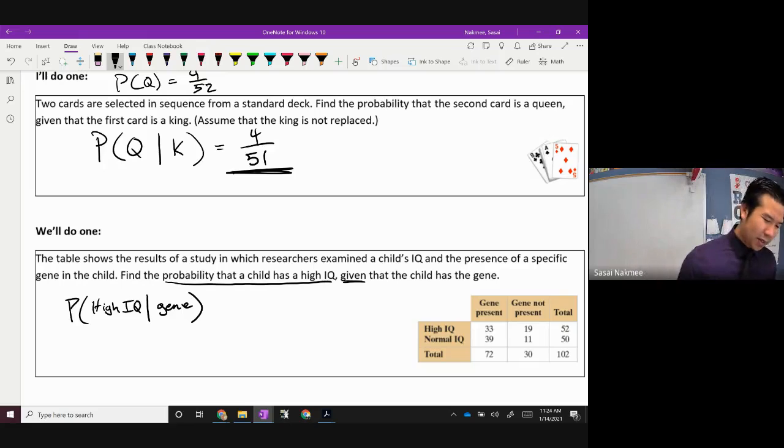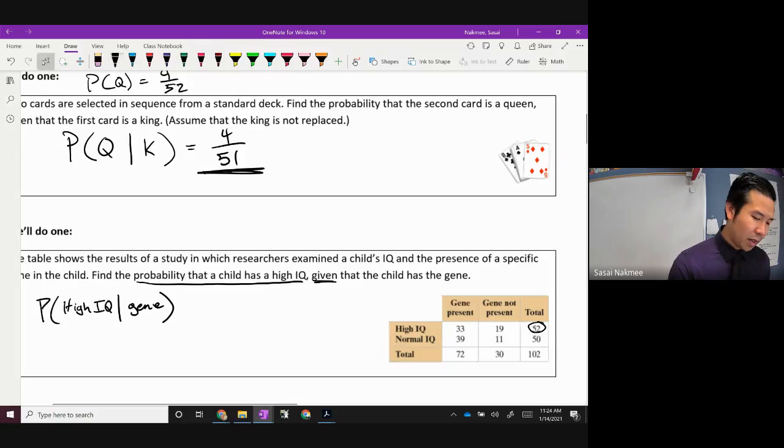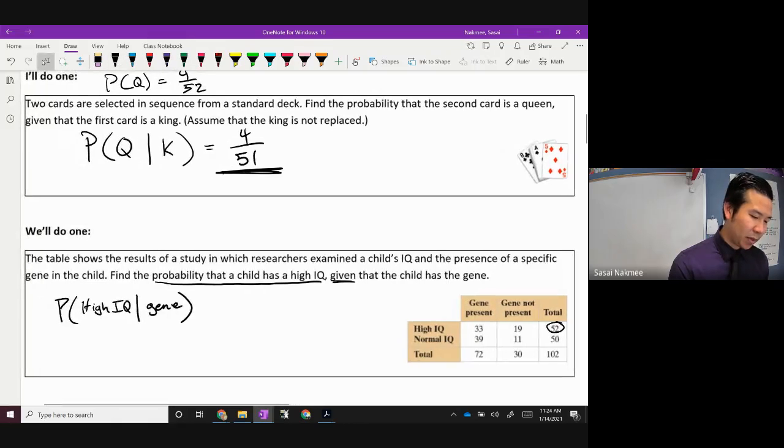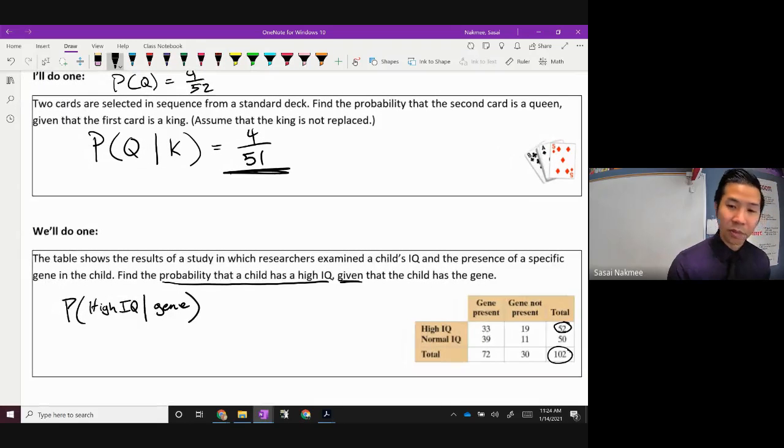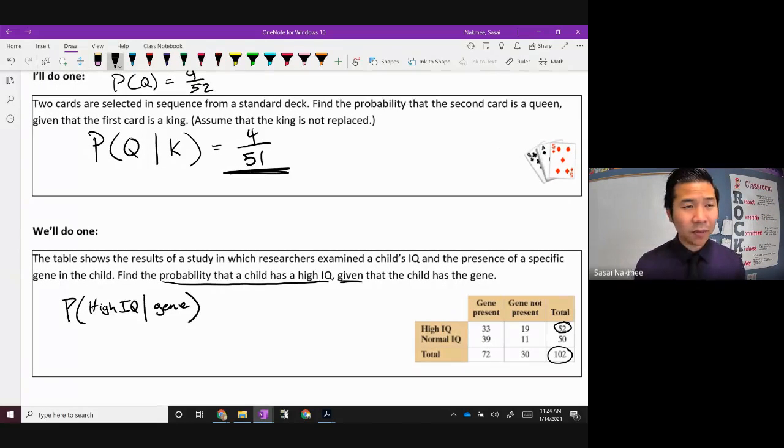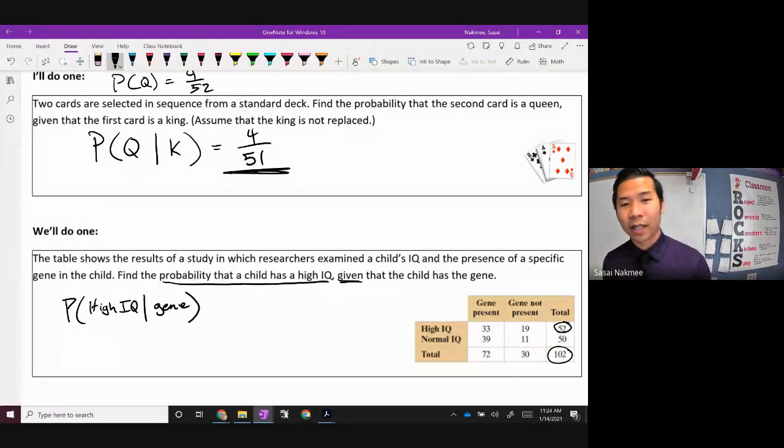Well, here's the thing. If I was just asking you, what's the probability that they have a high IQ? I think a lot of you want to say it's 52. Would you agree? Out of what, though? You probably want to say 52 out of 102. And if you're just asked to give me the probability that you pick a kid that has a high IQ, that's right.